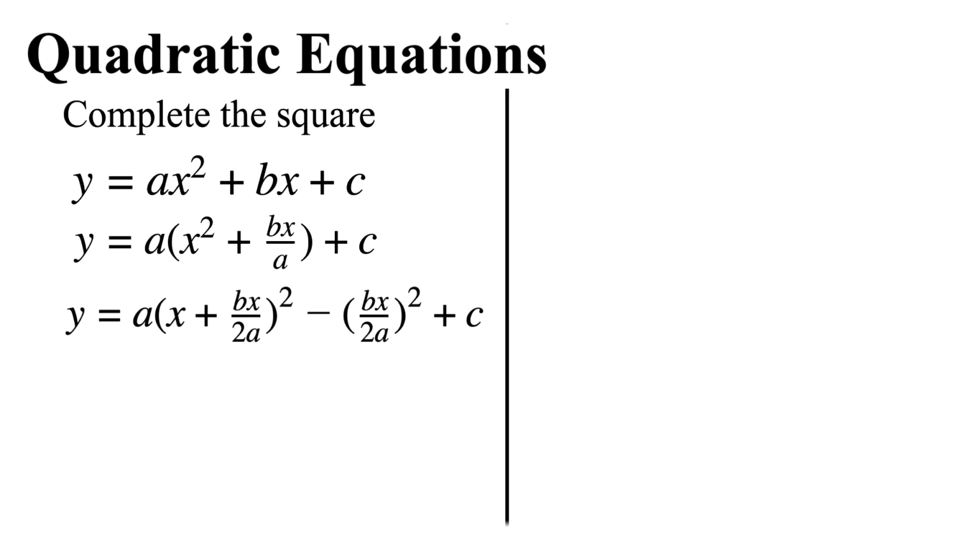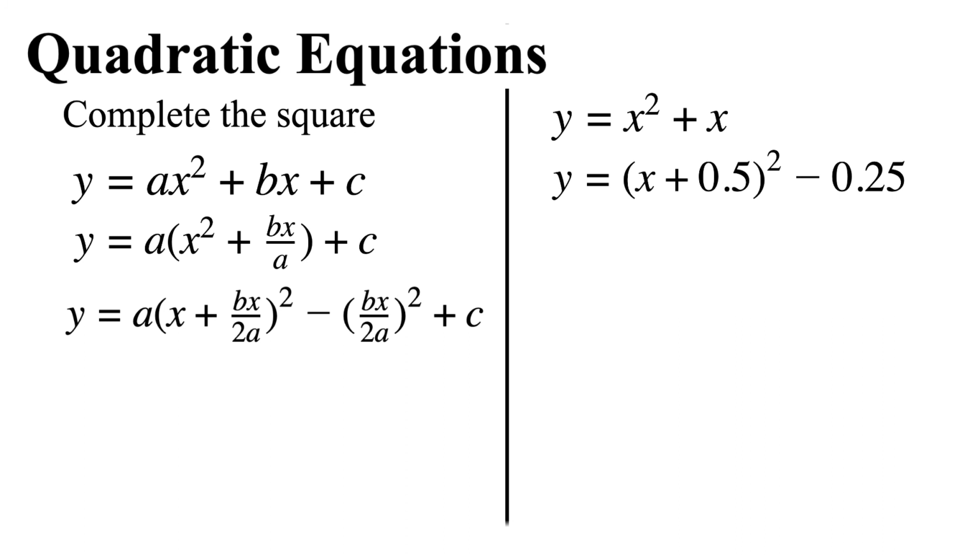For example, to convert y equals x squared plus x to vertex form, we will need to divide the coefficient of x, which is 1, by 2, which gives us 0.5, and 0.5 squared is 0.25. This will then become y equals (x plus 0.5) squared minus 0.25. This is the vertex form.